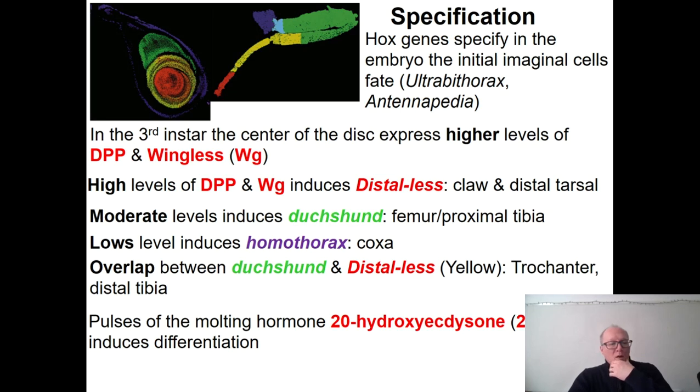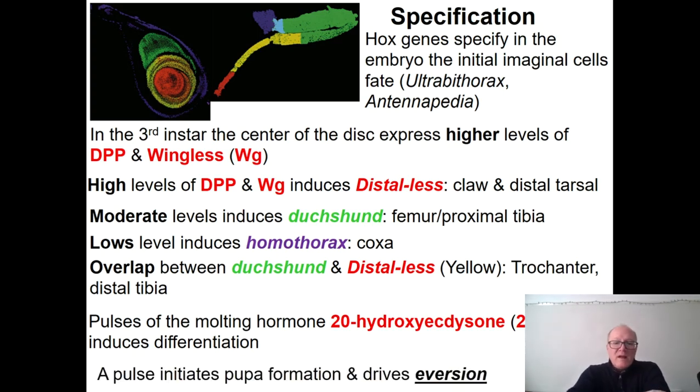Now, what hormones control metamorphosis and molting in general? Well, the hormone that controls molting in insects is 20-hydroxyecdysone. For simplicity, I just call it ecdysone. And we have several pulses of ecdysone that are necessary to initiate pupal formation and then to drive metamorphosis itself, so eversion of the different tissues.